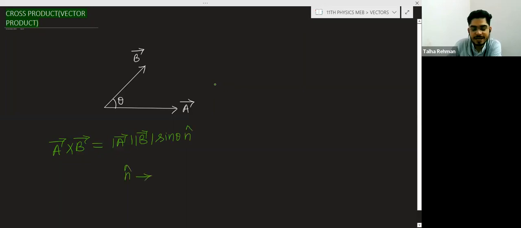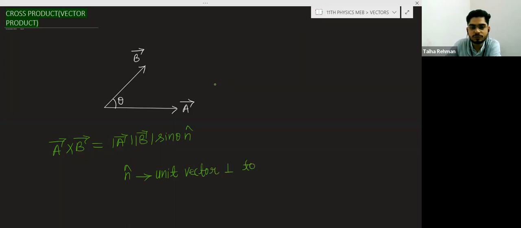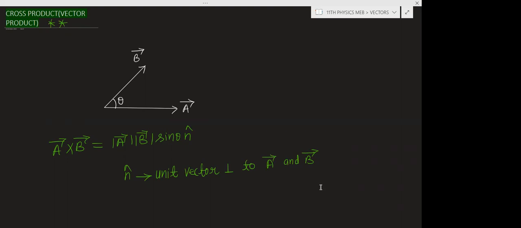Now what is n cap? N cap is a unit vector perpendicular to A vector and B vector, not A cross B. And this cross product is very, very important. So two vectors have the angle theta, and this is the cross product A cross B: magnitude of A vector, magnitude of B vector, and sine theta. Magnitude of A vector is A and magnitude of B vector is B. So simply you can write this in this form also, AB sine theta n cap.